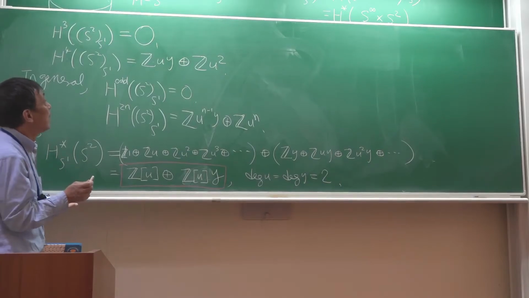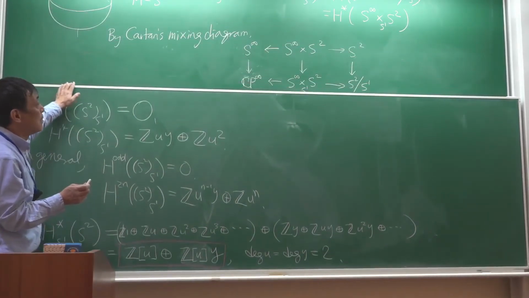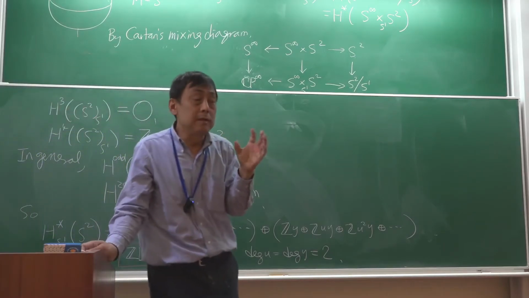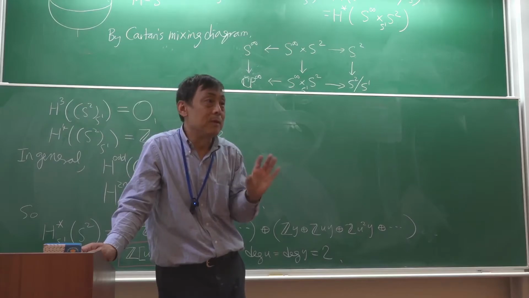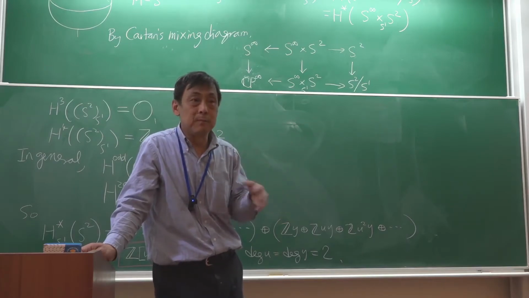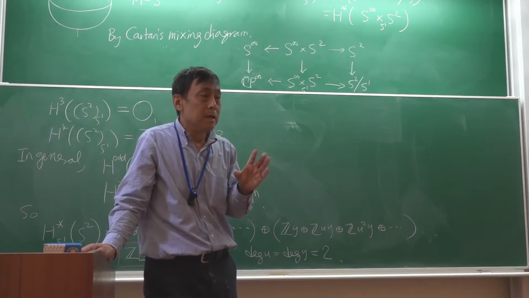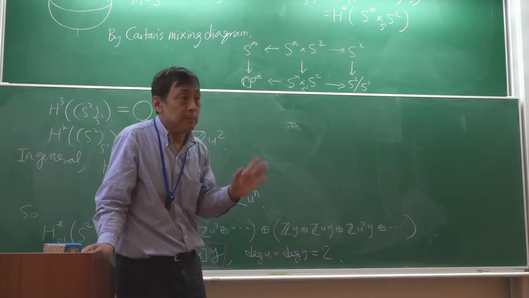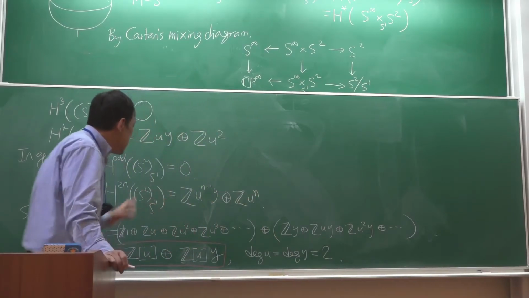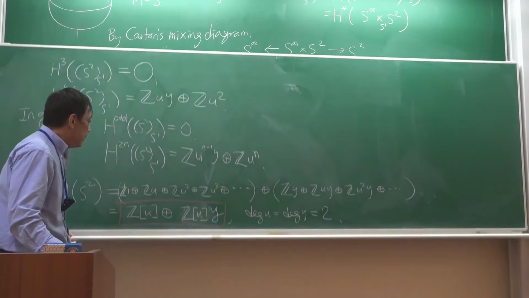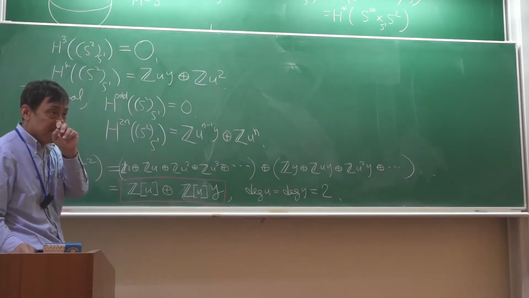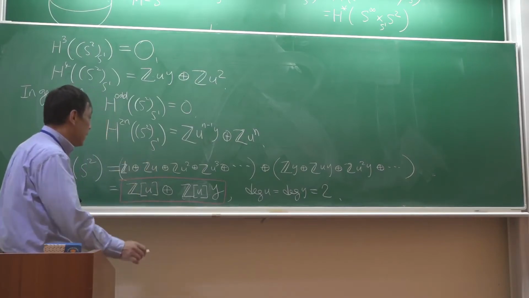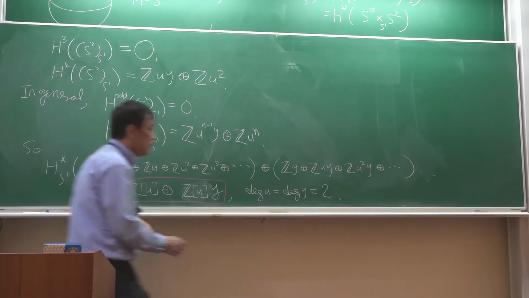Now, when we calculated the cohomology of CP2, we actually got the ring structure, right? Because we know how the elements multiply. It's a polynomial ring in U, where U3 is set equal to 0. We have the ring structure. But here, we don't have the ring structure, okay? This is an isomorphism as abelian groups.